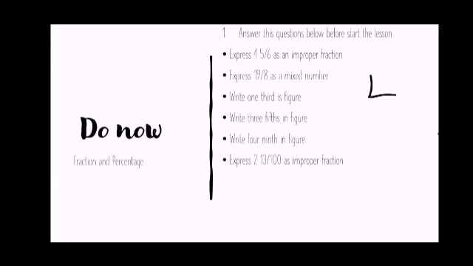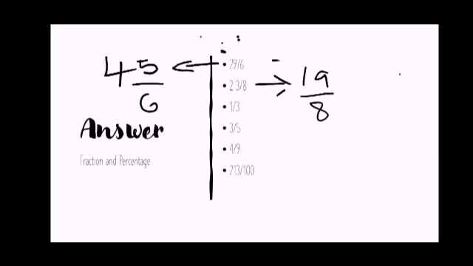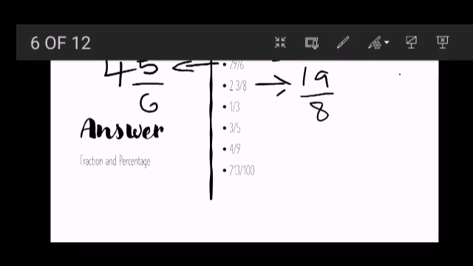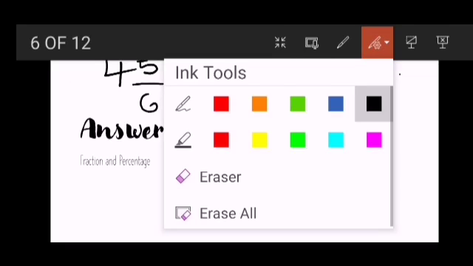Express 2 whole number 13 over 100 as improper fraction. It means improper fraction. I told you earlier that is the bigger one down. So the bigger one is up and the small one is down. That's improper because it's not in the right position. So they said, so that's the answer. 313 over 100. So I'm going to show you how we get that.